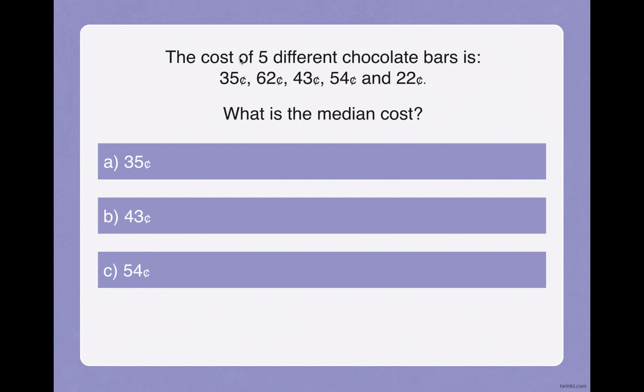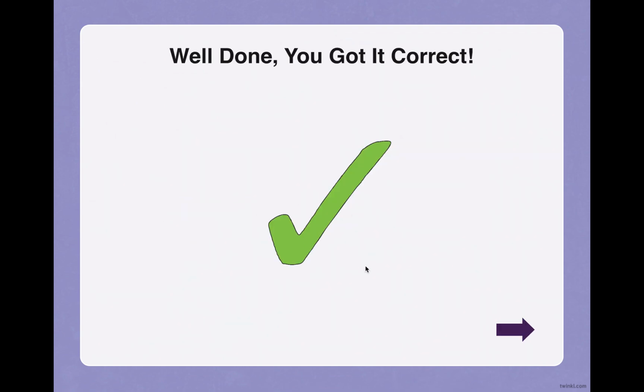All right, next question. The cost of 5 different chocolate bars is 35 cents, 62 cents, 43 cents, 54, and 22. What is the median? Again, we need to arrange from smallest: 22, 35, 43, 54, 62. Which one is the median? Is it 43? Yes, 43. That's in the middle.